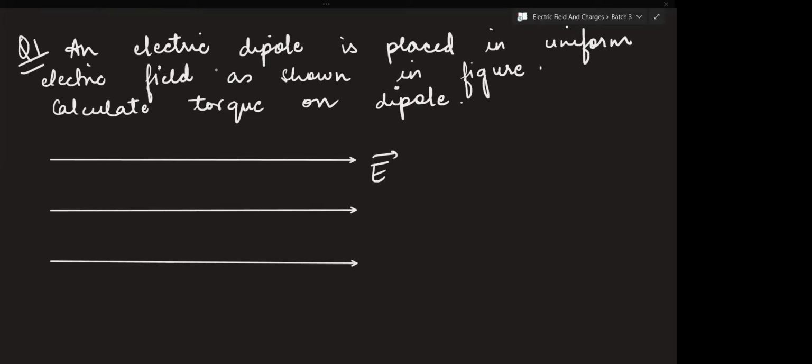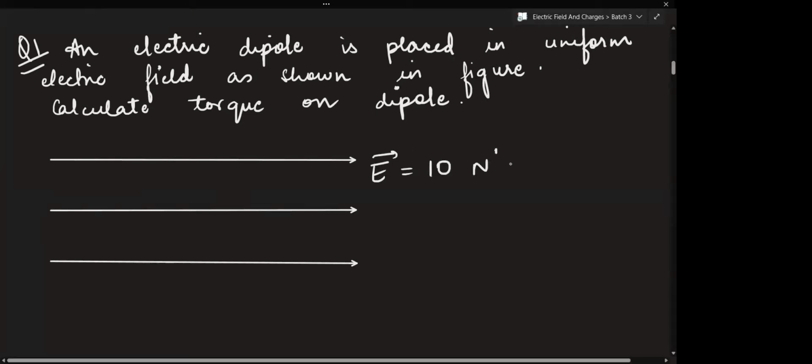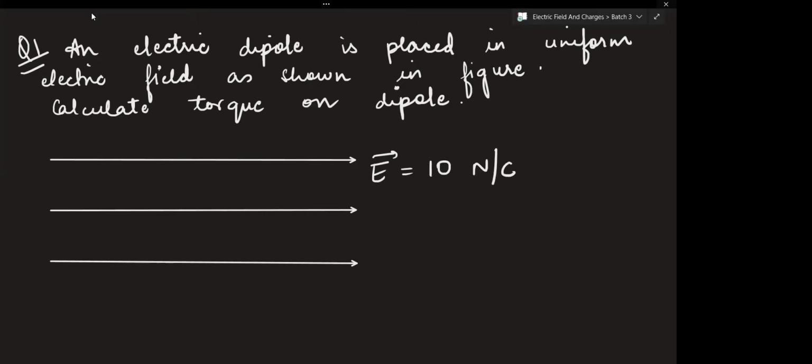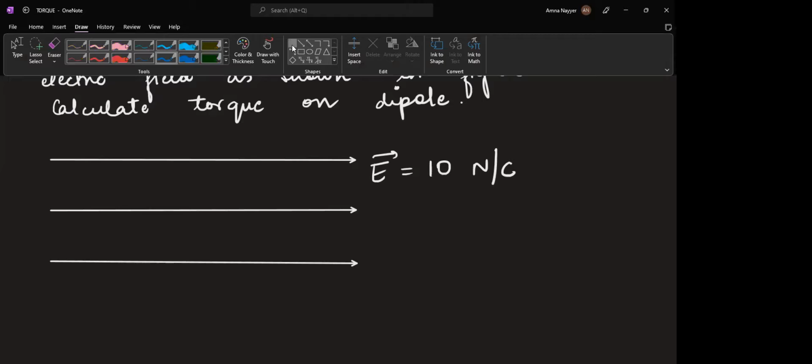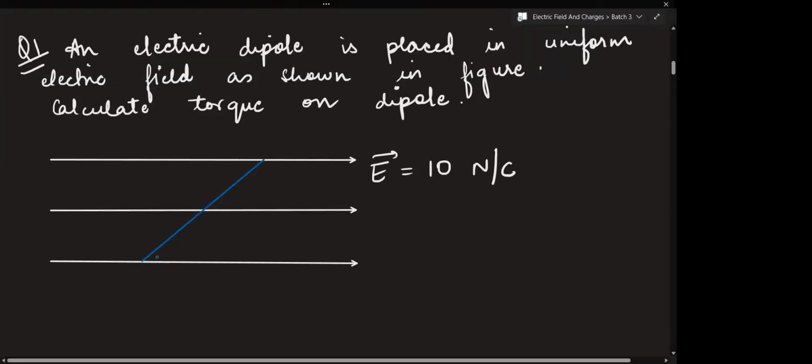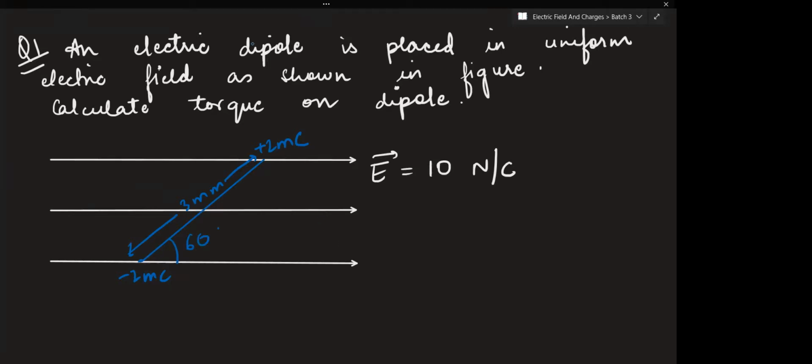So the electric field given to you is 10 Newton per coulomb. Now a dipole has been placed. The positive charge is plus 2 millicoulomb and the negative charge is minus 2 millicoulomb. Separation between the charges is 3 millimeters. You can calculate the dipole moment from this. E is given, and for sine theta, take theta as 60 degrees. Now try the question. Quickly, all of you try to send the answer.